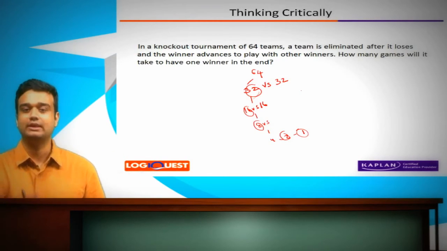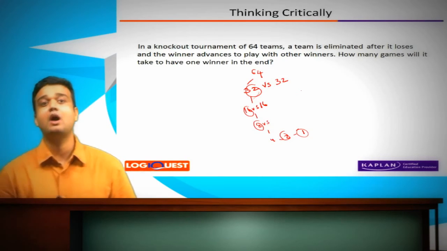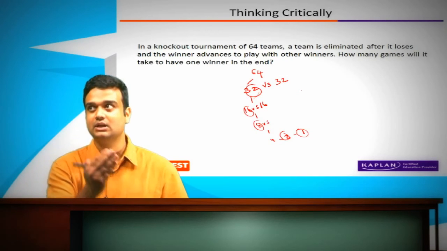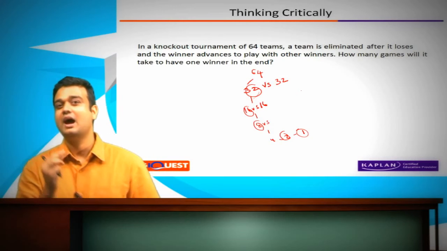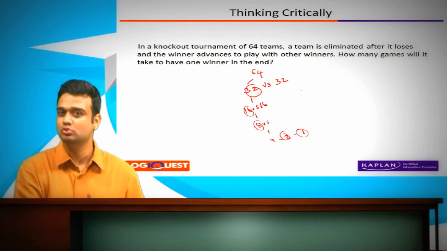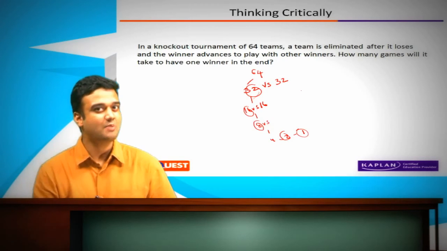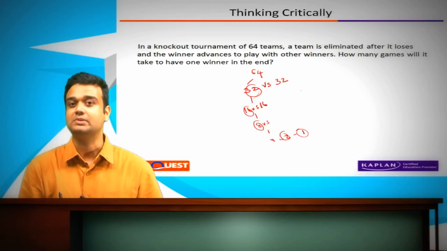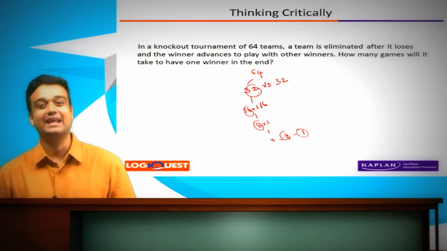So we know that there are 64 teams and it's a knockout tournament. It's asking me how many games it will take for one winner to come out in the end. So isn't it essentially asking me how many teams have to lose for one winner to come out in the end? Right? How many teams need to lose for one winner to come out in the end? It's a knockout tournament. So think about it. What's the answer there? 63, right? And it's as simple as that.